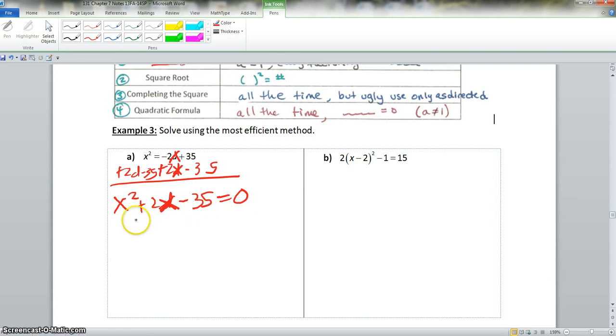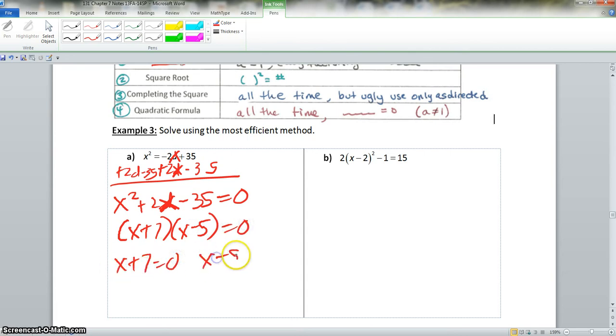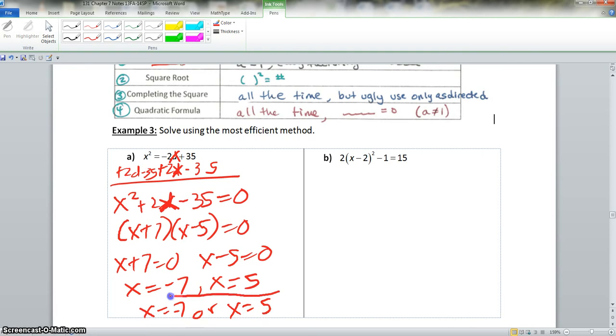And we could use the factoring method, which will leave us (x plus 7) times (x minus 5) equals 0. And we'll set x plus 7 equals 0 and x minus 5 equals 0. And that will give us x is negative 7, also x is 5. So we could just say x is negative 7 or x equals 5, and that would be our final answer.